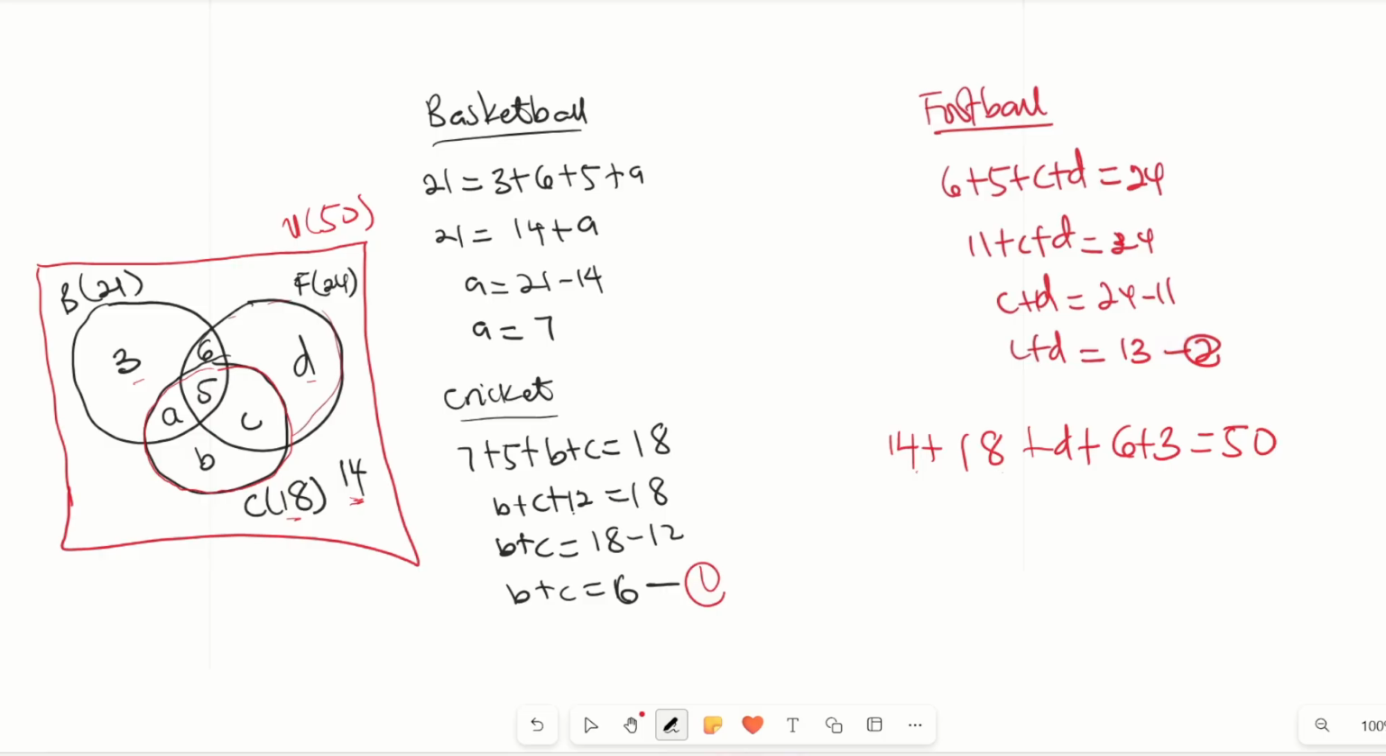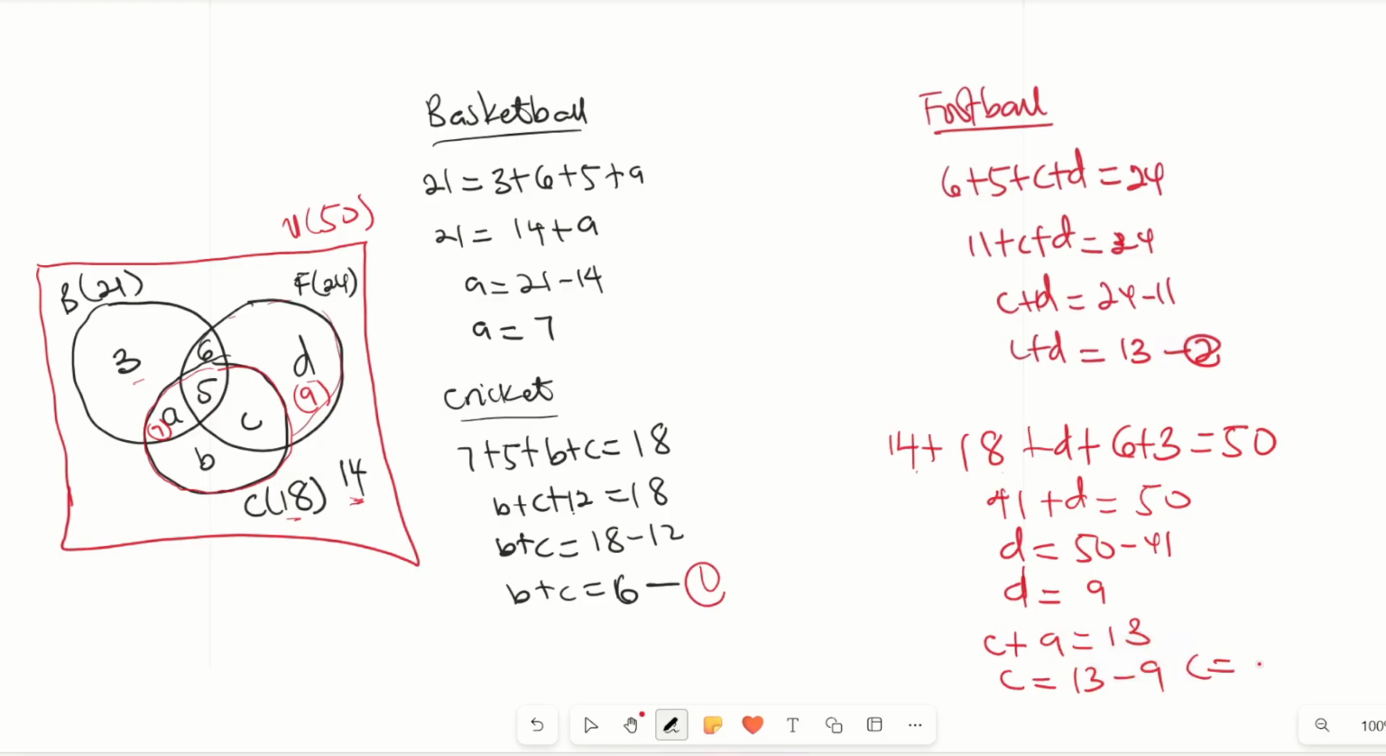It means that 14 plus 18 will give us 32, plus 6 will give us 38, plus 3 will give us 41. So 41 plus D is equal to 50, right? So our D is equal to 50 minus 41. So our D is equal to 9. So it means that the D here is 9, right? And we have gotten our A already as 7. So using D, from equation 2, we should be able to find our C, right? So C plus D, D is 9, is equal to 13. C is equal to 13 minus 9. So C is equal to 4. So our C here is 4 as well.